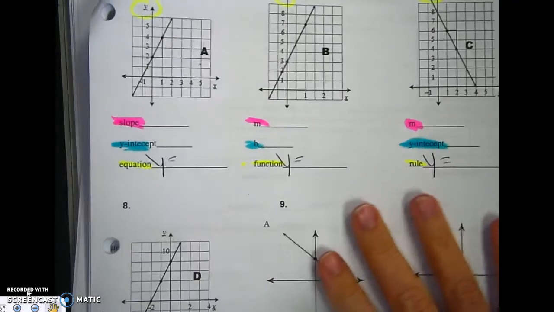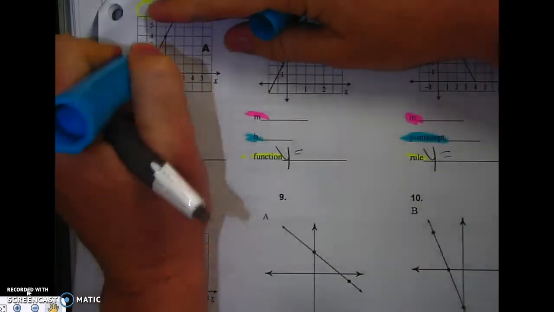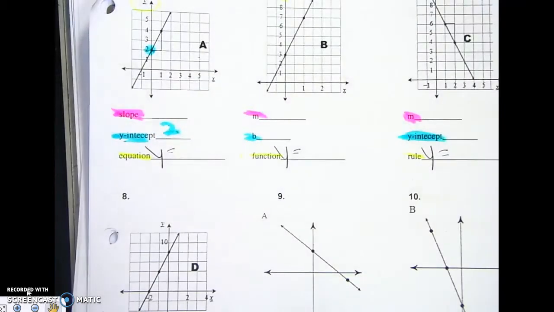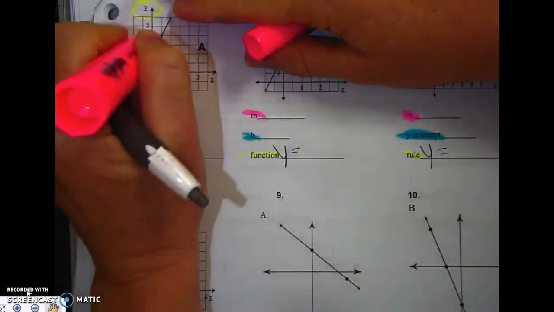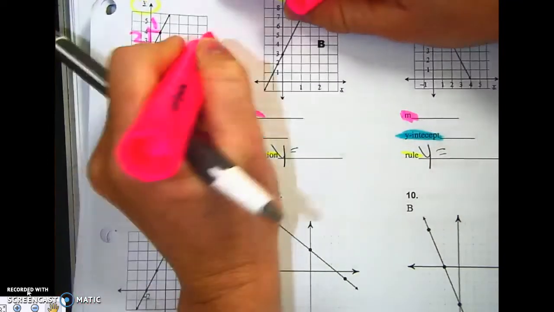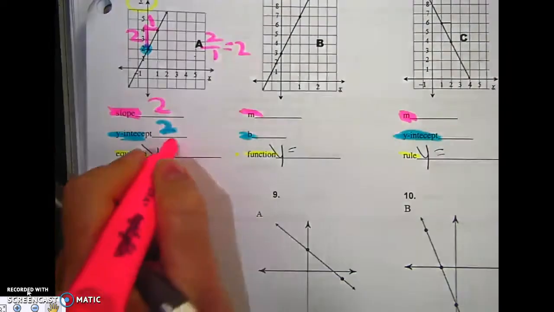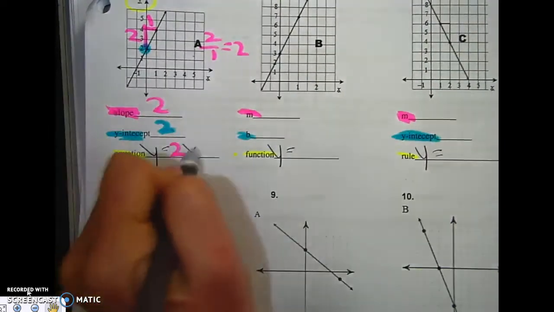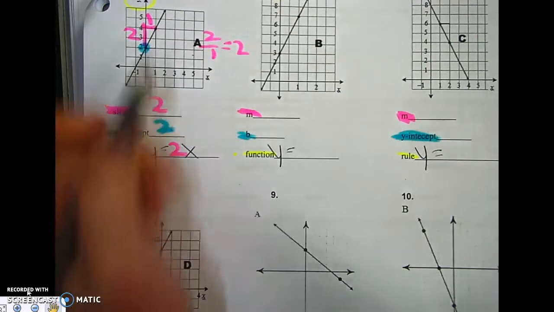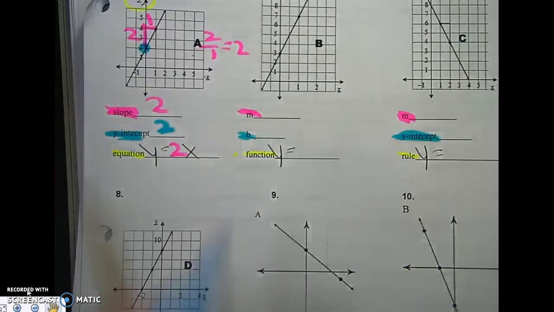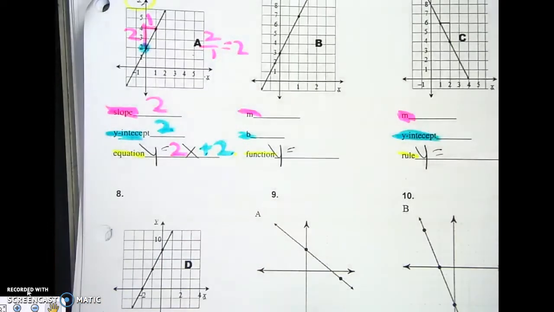Okay, so let's look at the start. My start here is at 2, and then I'm going to go up 2, right 1, 2 over 1 is 2. Well, that worked out, but let me just still color coordinate to x, because if I'm dealing with y, I'm also dealing with x, and then plus 2.